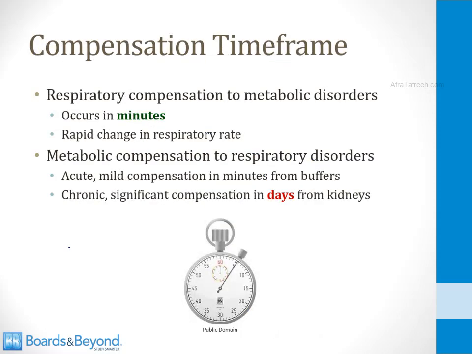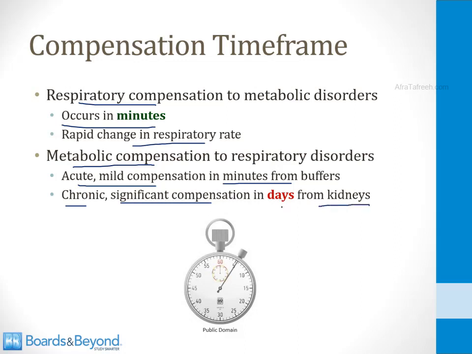So I've mentioned this along the way, but I just want to emphasize this point that the compensation time frame is different for the lungs and the kidneys. Respiratory compensation to metabolic disorders occurs within minutes. The body can quickly change the respiratory rate to compensate for a metabolic acid-base disorder. In contrast, metabolic compensation from the kidneys takes time. There is that acute mild compensation in minutes, which occurs from buffers, but the chronic, more significant compensation comes from the kidneys, and this takes days to develop. So someone who has just developed a respiratory disorder will not have a large change in the bicarbonate. That person needs to have that disorder for a couple of days so the kidneys have time to respond.